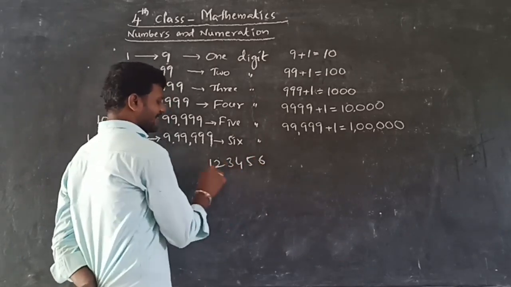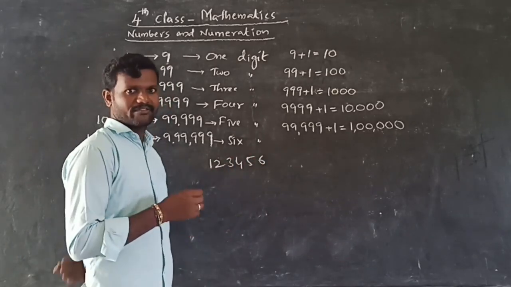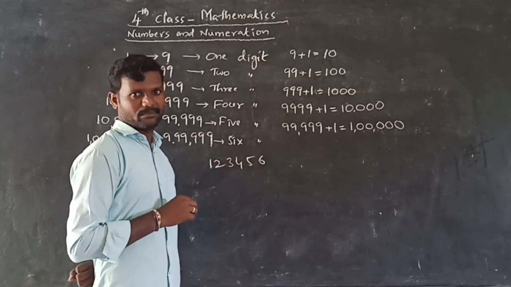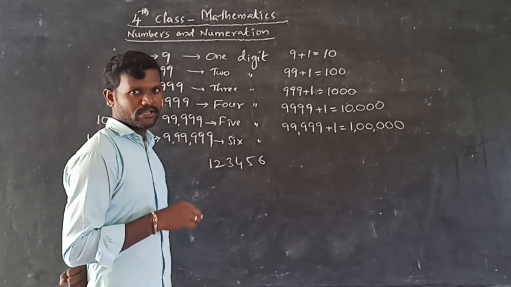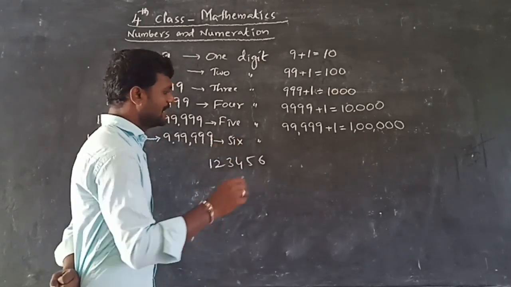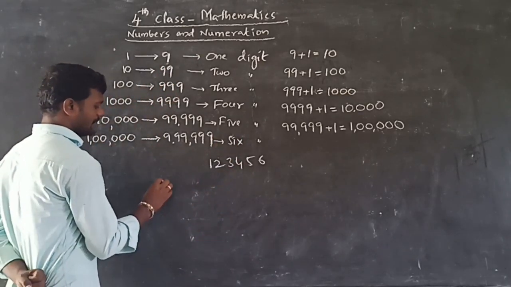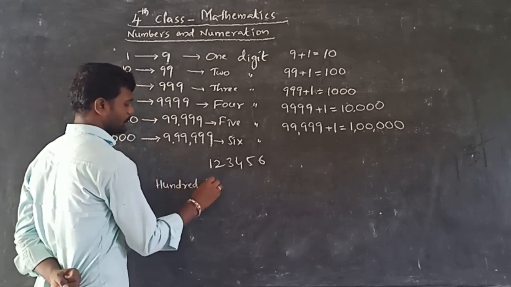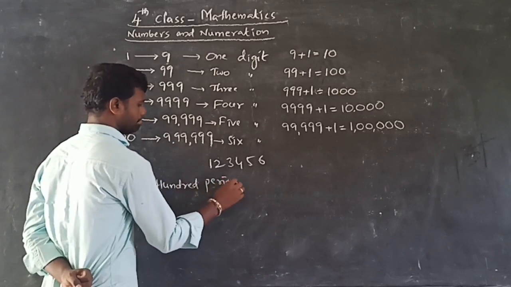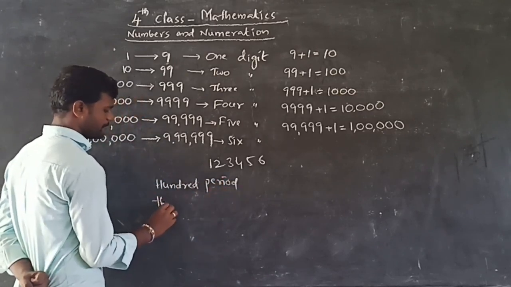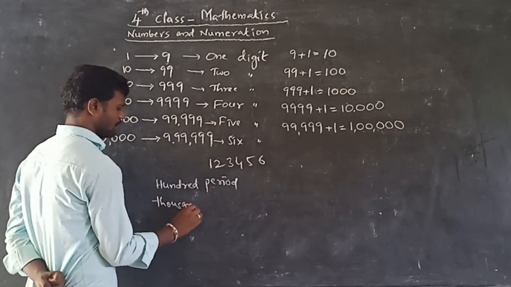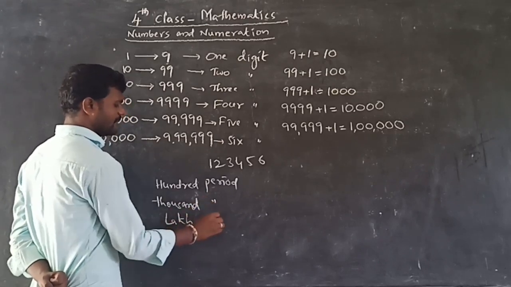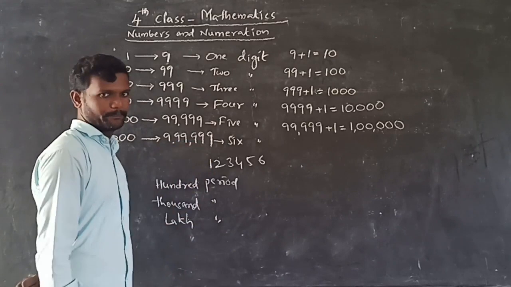Is it correct, or do we have to keep commas somewhere? Somewhere you have to write commas. Where do you have to write commas in this? We have some periods. What are those? One is the hundreds period. Next, thousands period, and lakhs period. For every period you have to separate by comma.